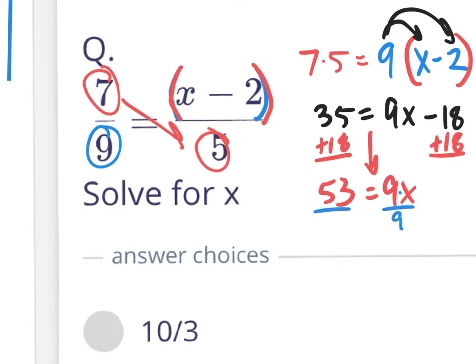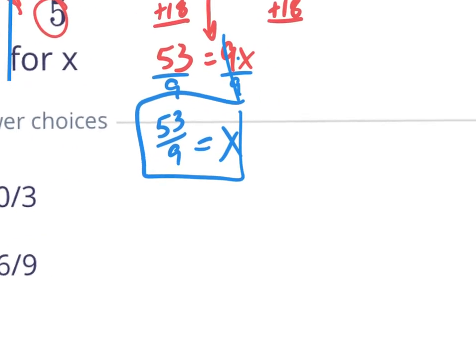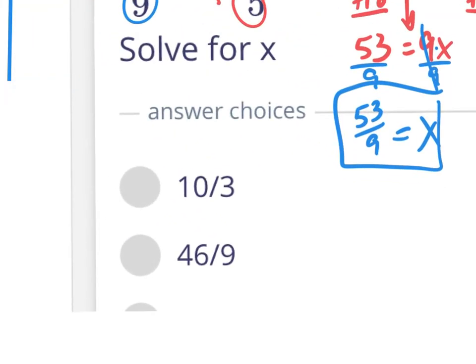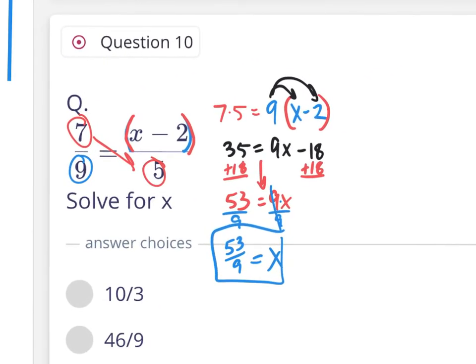You divide by 9, and you can't divide 53 divided by 9. That'd be nice if it was a 54 divided by 9, but it's not. It's a 53 divided by 9. So the 9's cancel, you end up with x equals, and you can't reduce it. That must be your answer, 53 over 9. And if you look at your multiple choice answers down here, I guess it got cut off. But down here, you will see the answer 53 over 9. So I hope that makes sense. If you can't reduce it, you can't divide it, just leave it like a fraction, 53 over 9.